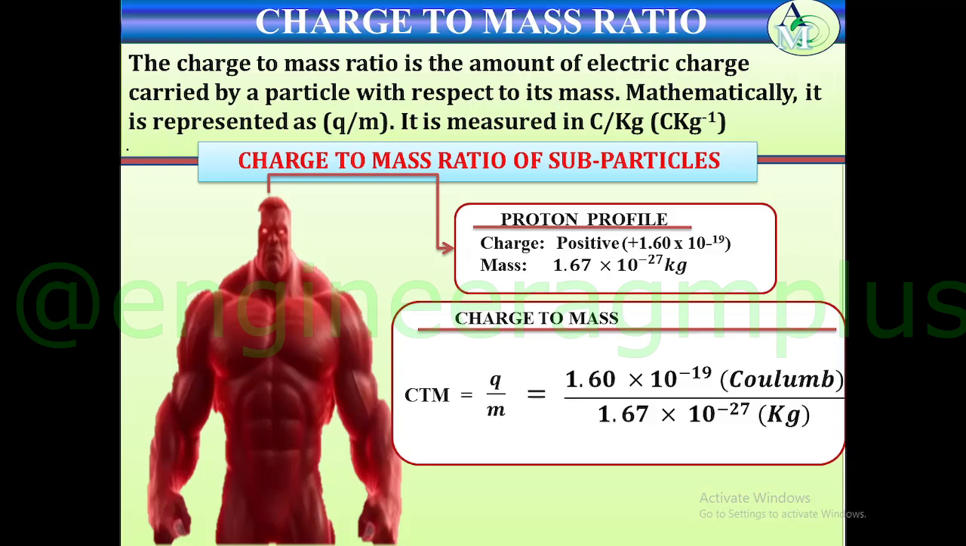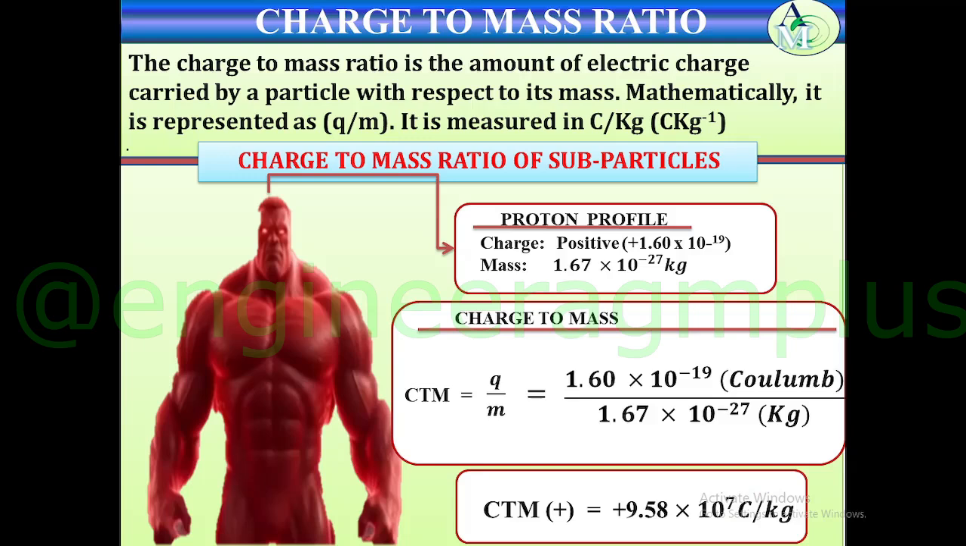Pick up your calculator and try this. What do you get? I believe you should get the same answer, that is 9.58 multiplied by 10 raised to the power 7 coulomb per kilogram. Approximately 95,800,000 coulomb per kilogram. Remember this value.